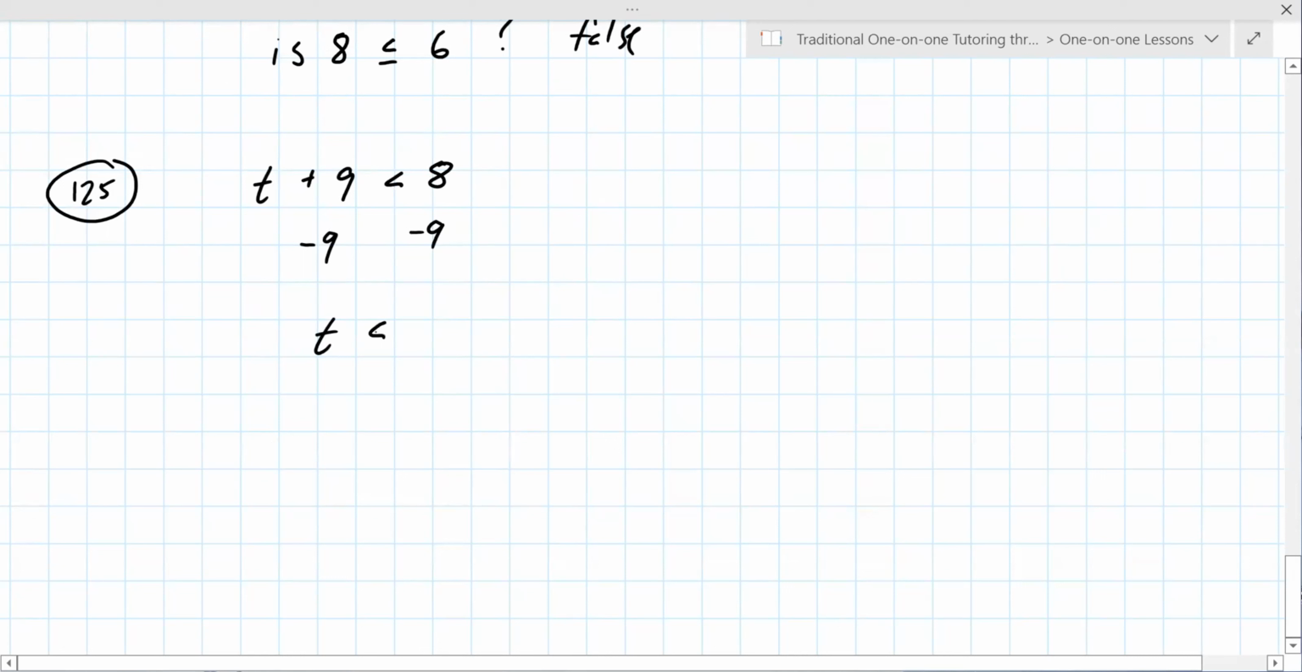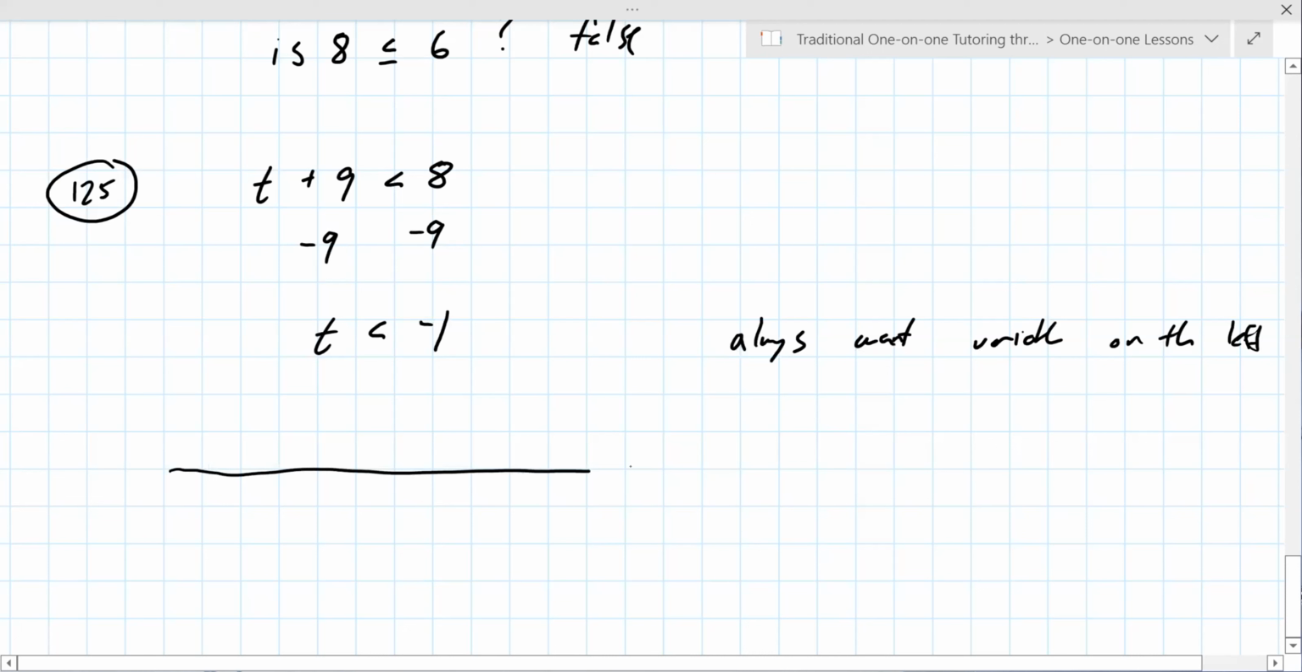Negative 1. So in these inequalities, and I don't know how your tests will be different, you always want the variable on the left. It reads better, and that's just a preference. So now we'll put a number line down.